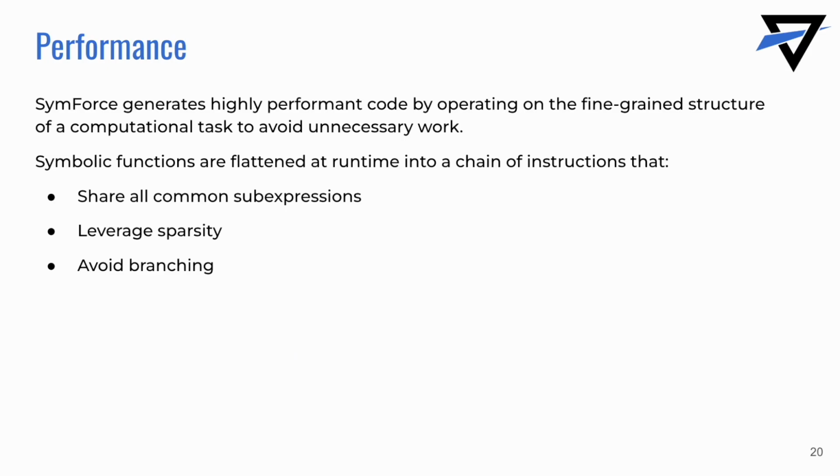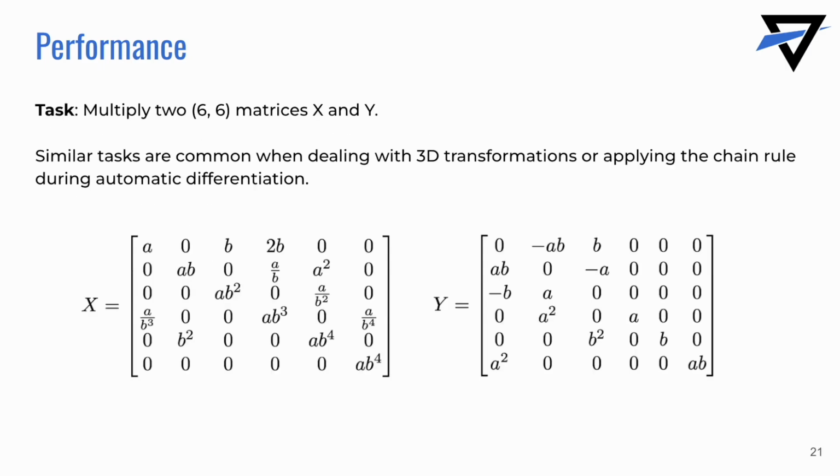The largest advantage of SymForce is speed. SymForce generates highly performant code by operating on the fine-grained structure of a computational task to avoid unnecessary work. Symbolic functions are flattened into a chain of instructions that share all common subexpressions, leverage sparsity, and avoid branching. Let's take as an example computing the product of x and y, the matrices shown here. Similar tasks are common when dealing with 3D transformations or applying the chain rule during automatic differentiation.